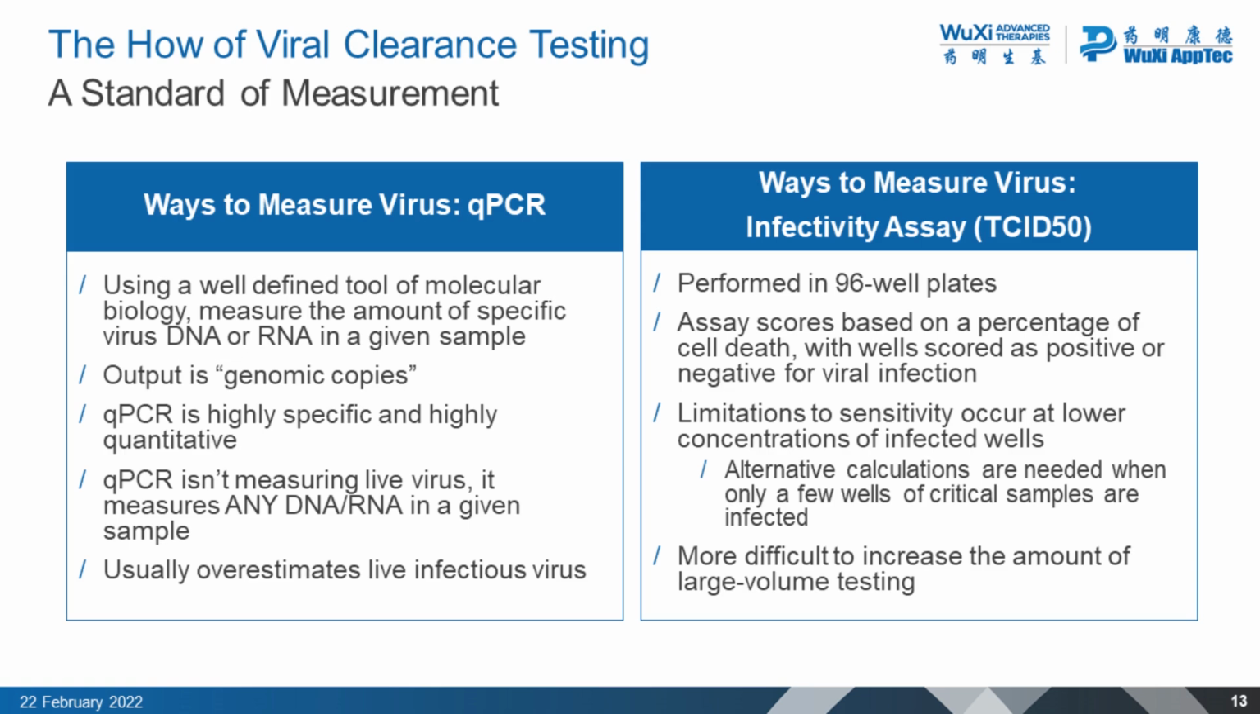We also utilize the TCID50 assay. This assay is performed in 96 well plates. The assay is scored based on a percentage of cell death, with wells scored as either positive or negative for viral infection. However, limitations to sensitivity occur at lower concentrations of infected wells of this assay. Alternative calculations are then needed when only a few wells of a critical sample are infected. Additionally, it is more difficult to scale up the TCID50 assay for large volume testing.